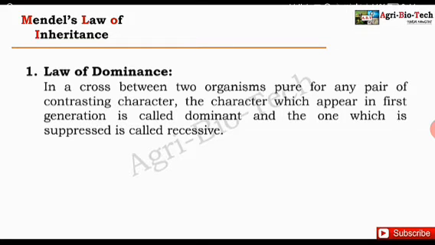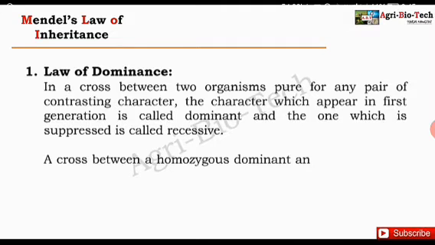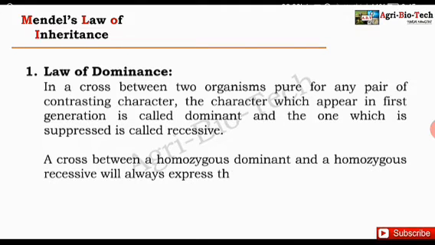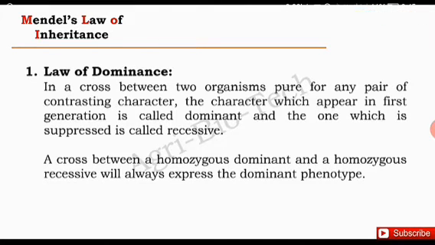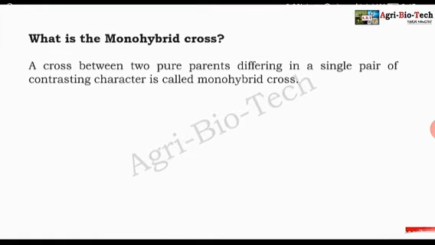In a cross between two organisms pure for any trait with contrasting characters, the character which appears in the first generation is dominant and the suppressed one is called recessive. A cross between homozygous dominant and recessive always expresses the dominant phenotype. Okay, this explains the law of dominance. Thus, there is always uniform expression in the F1 generation.